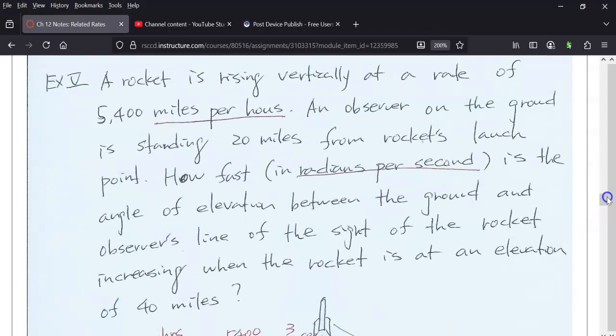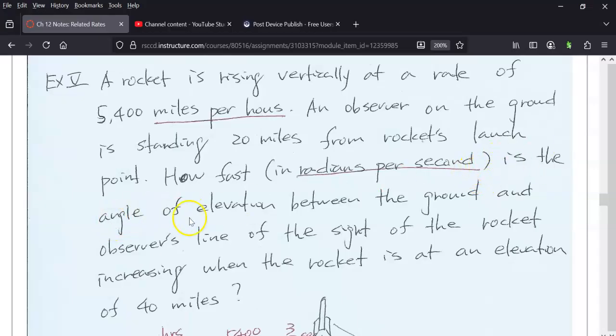Okay, now let's try something different. You have a rocket that's rising vertically at a rate of 5,400 miles per hour. An observer on the ground is standing 20 miles from the rocket's launching point. How fast in radians per second? Be careful, this is radians per second versus hours. Okay, so different units. We need to change that. We need to address that when we get there.